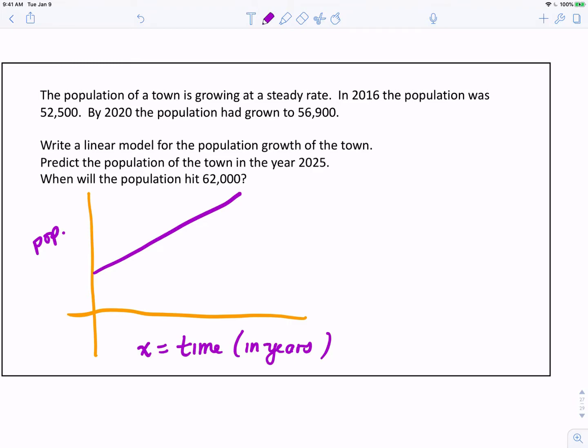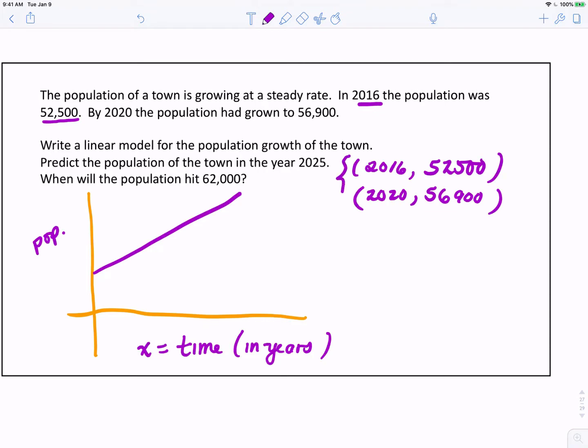Now you have a couple of choices. We could use the years that are provided. So we could say in 2016, our x variable, the population was 52,500. And in 2020, the population had grown to 56,900. We could definitely do that and then use the point slope formula. First find the slope, use one of these points, write the equation of the function.